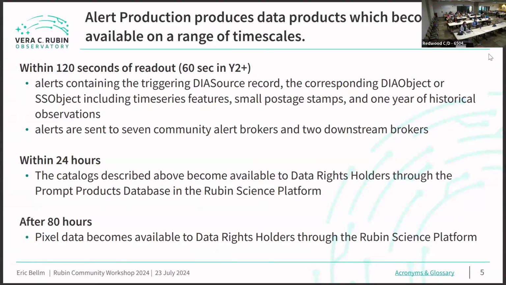The catalogs that go into the alerts, everything that is packaged up, is also available for query in something called the Prompt Products Database. It's a relational database. It will be exposed for Rubin data rights holders through the Rubin Science Platform behind a TAP service, if that means anything to you. That's within 24 hours, maybe a little faster, depending on how soon we can replicate it.